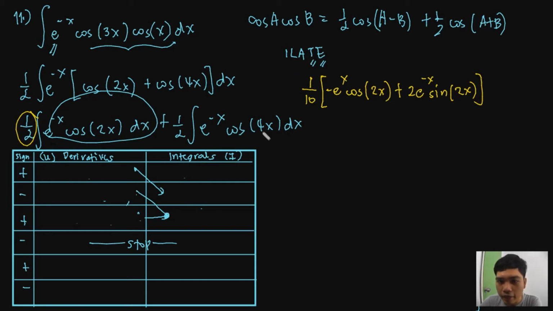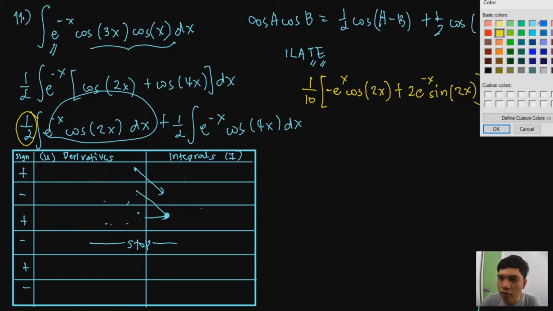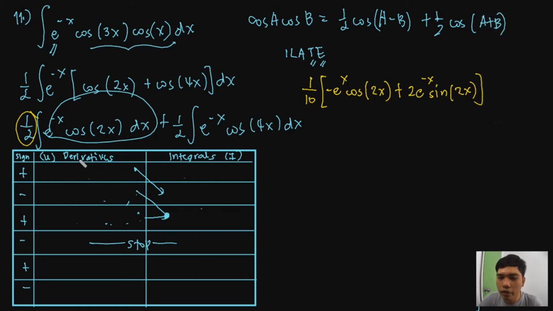Now, again, using isolate, our u function would be cosine 4x. Use the same color. So, we have cosine of 4x. And then, ano ba yung ating integral? So, it's e raised to negative x. Now, you start with the process. The derivative of cosine 4x is negative sine 4x, pero remember, we have times 4. Okay, so yan. And then the antiderivative is negative e raised to negative x.